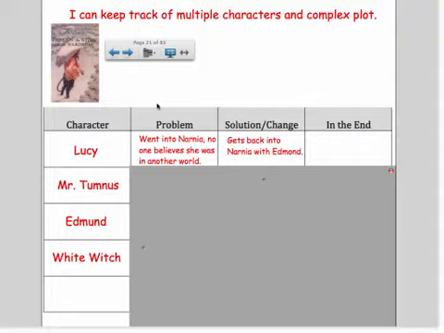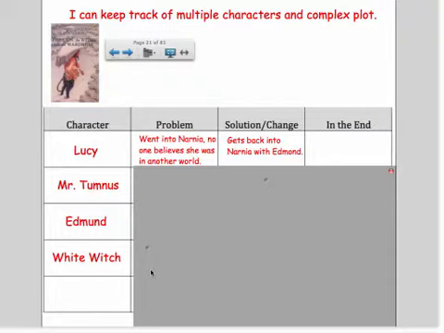So what I want you to do is to pause the video for a little bit now that you've seen a few examples and work on filling in some of the rest of this. Fill in what you might view as Mr. Tumnus's problem at this point. Fill in what you feel might be Edmund's problem and maybe what he's working on for his solution. And the White Witch, what her problem might be right now and what her solution or her change could be. And again, these are predictions or inferences, and some of them we do have some information, but do what you can independently.